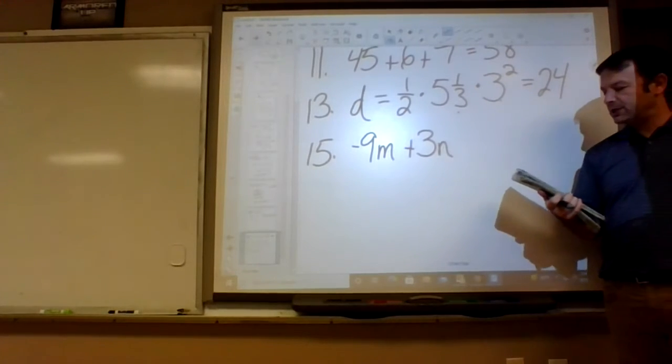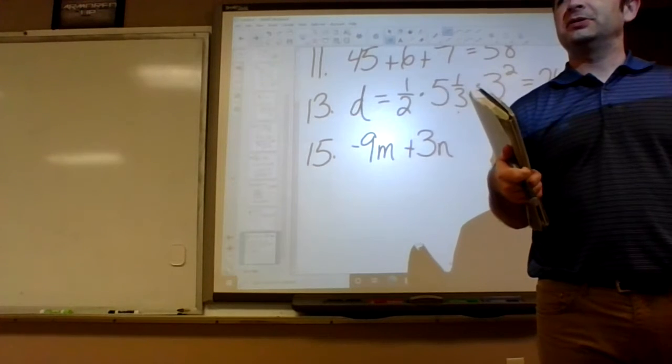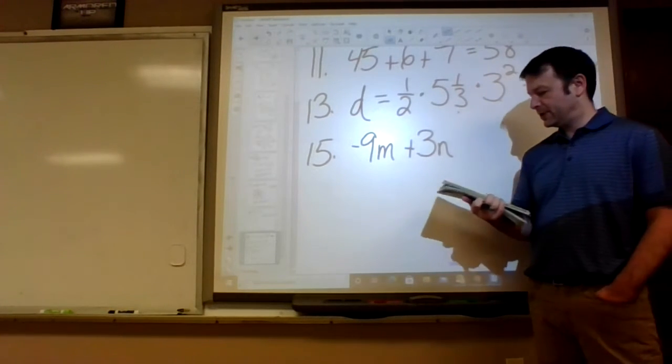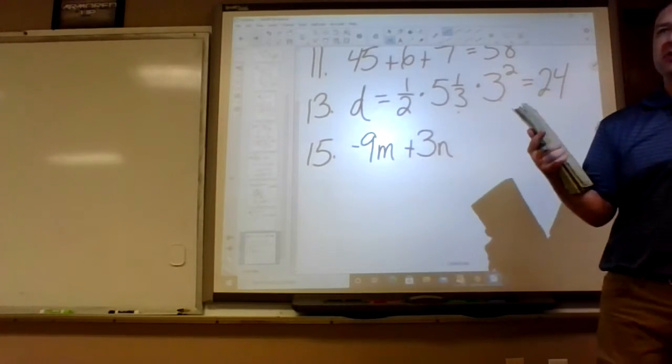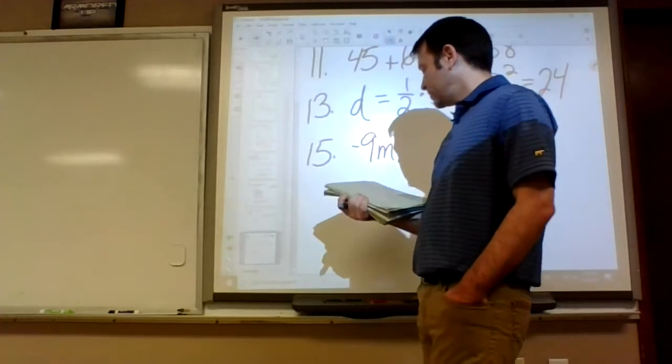On 14, it says 4x squared plus 3x. Are those like terms? x squared and x? No, those are different. Whatever x is, x squared is going to be something totally different. So those are not like terms, so don't add those together.